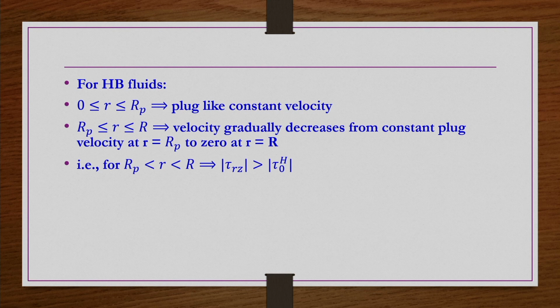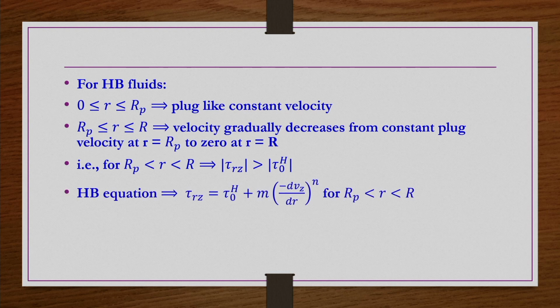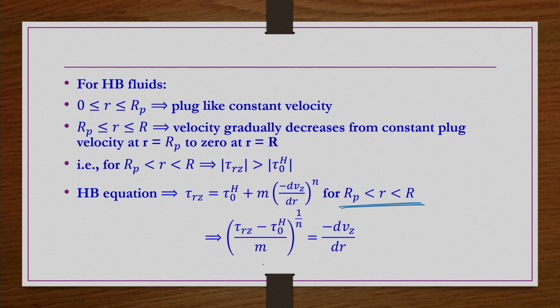When the applied stress is more than the characteristic yield stress, that region we call the deforming region. For that region, we know that for a Herschel-Bulkley fluid, tau Rz equals tau naught H plus m times minus dVz by dr, whole power n, right. So, this is only for this region. Between r equals 0 and Rp, gamma dot equals 0. That is the equation that we have already seen in the basics of non-Newtonian fluids. Now, I am rewriting this equation like this, keeping minus dVz by dr on one side and everything else on the other side.